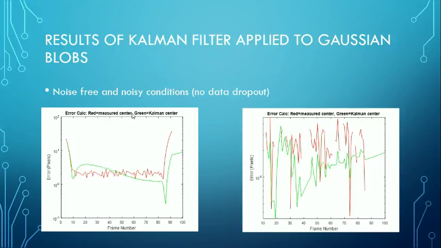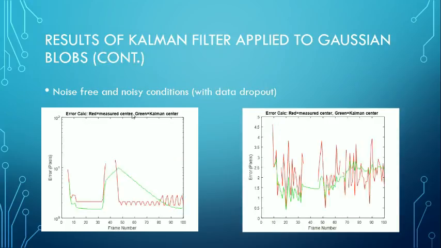And even better is that when we have data dropout, we're still able to predict where the blob should be, with an error of about 1 pixel. Again, we see this looking at about frames 40 to 45. So this obviously is a good thing. But let's look at the other two cases.